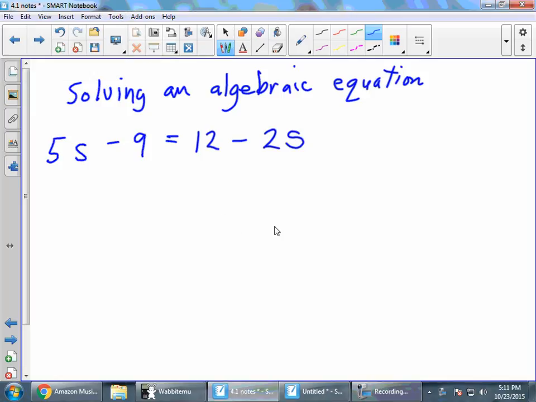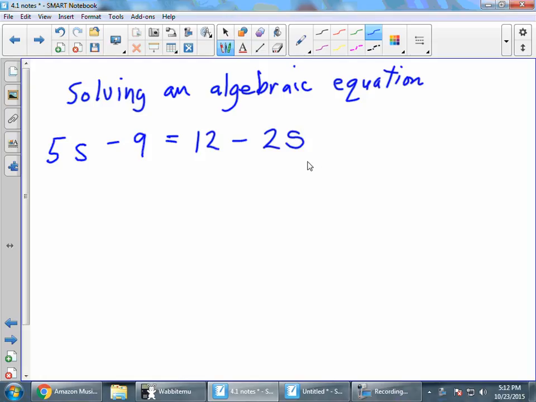Well, hello everyone. So today we're going to talk about solving an equation. Solving an equation, that's a mouthful. And then we'll also talk about the difference between solving an equation and simplifying an expression, which is confusing sometimes for students. So here's an equation, 5s minus 9 equals 12 minus 2s.